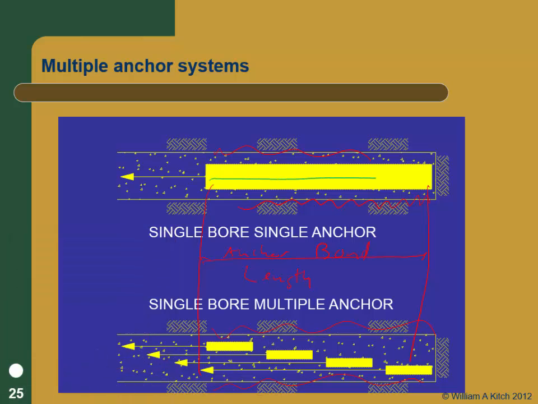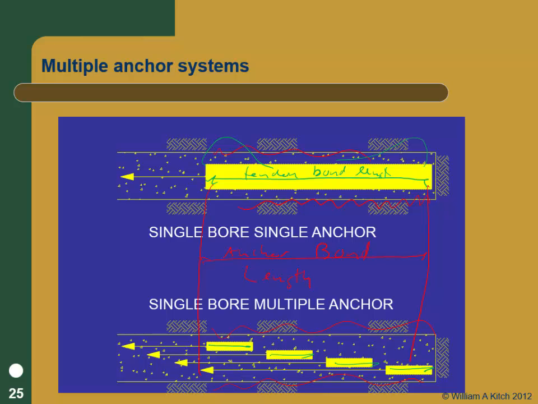So this one's going to have one single tendon bond length. So you're going to have a stress concentration either at the front if it's a tension tendon, or at the back if it's a compression tendon, or in the middle if you do a composite. In this one, you're going to have four different tendon bond lengths, one for each of the tendons.